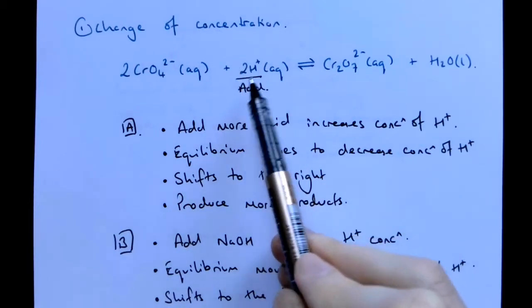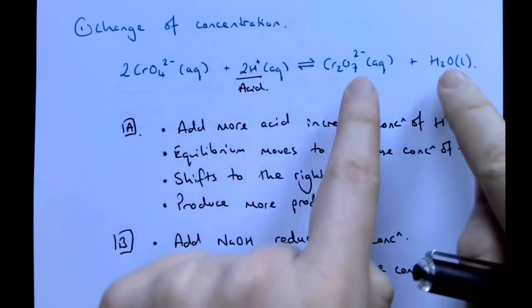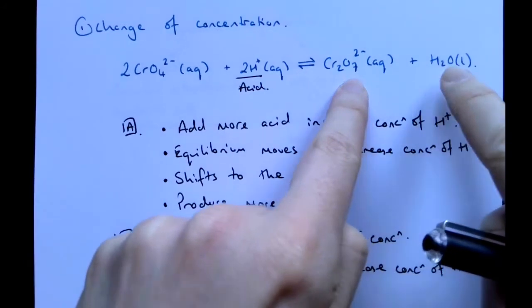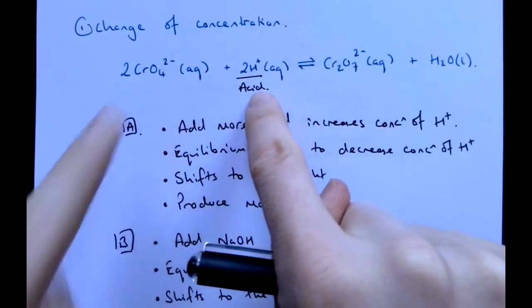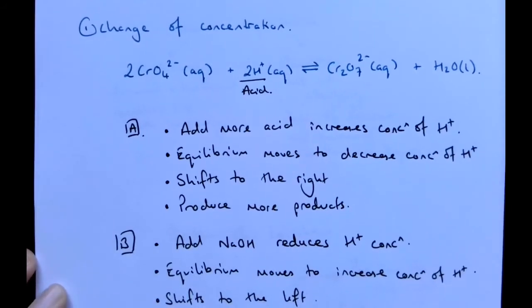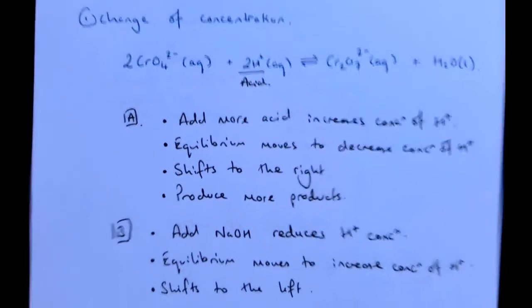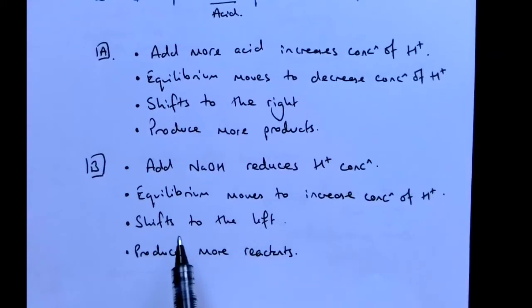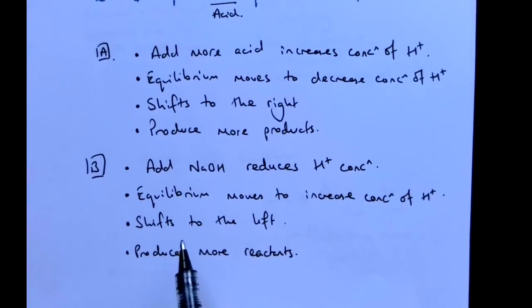So how do I get more H+? Well, these two will react together to make these two, which will increase the concentration of H+. So by removing this, I encourage the backward reaction to happen, which means that I shift the equilibrium to the left and I produce more reactants.